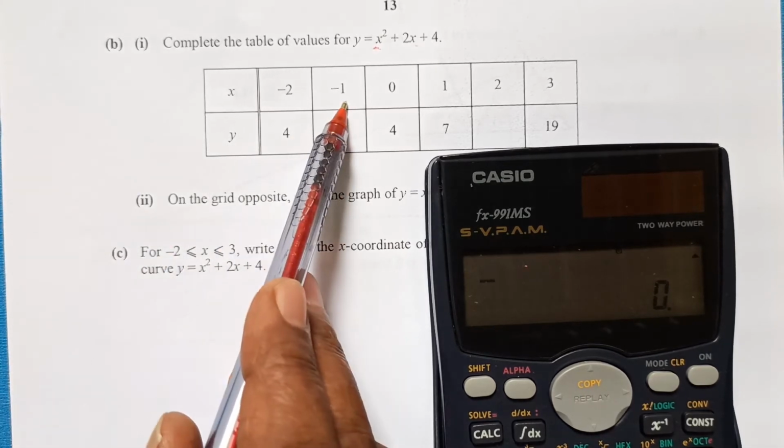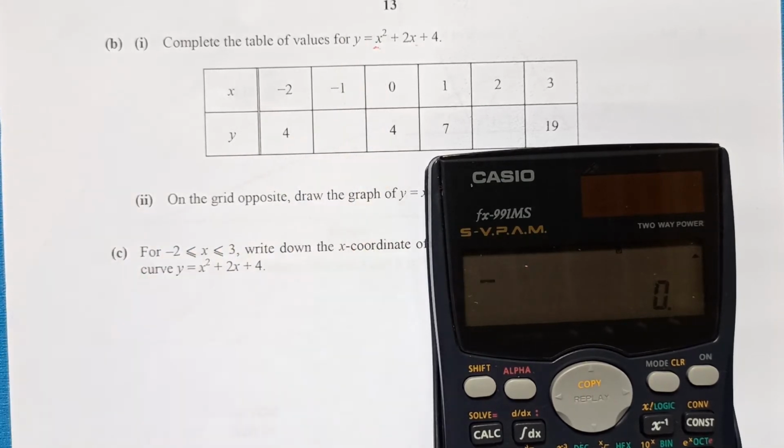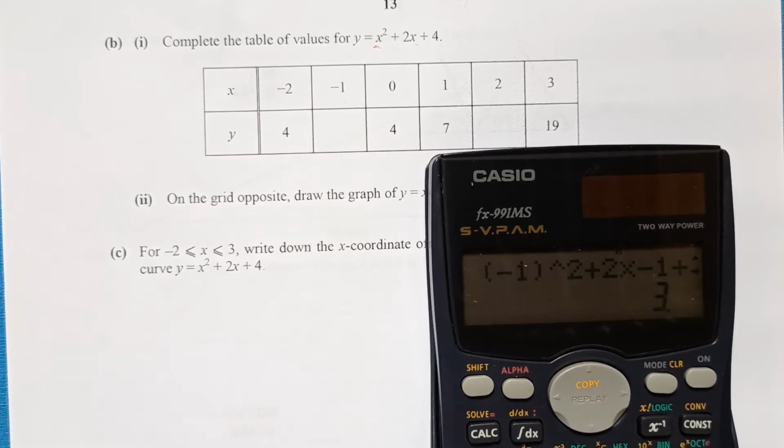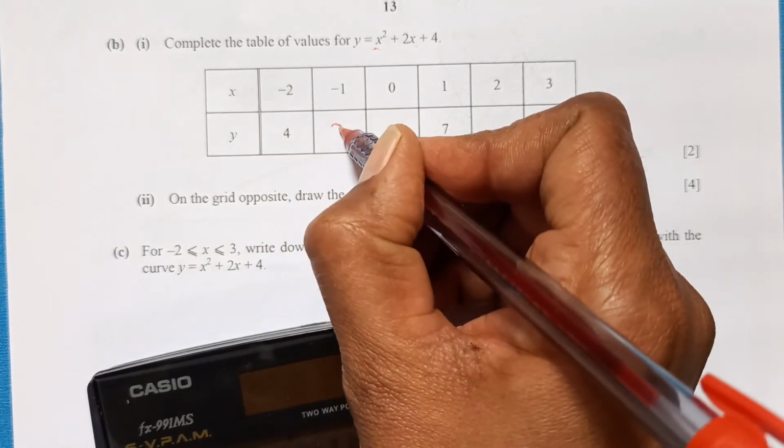So here x is negative 1. So we are going to replace this x by negative 1. So I will put here this bracket minus 1 squared, x squared plus 2 times x. X is negative 1, minus 1 plus 4. So this is 3. So this value is 3 here.